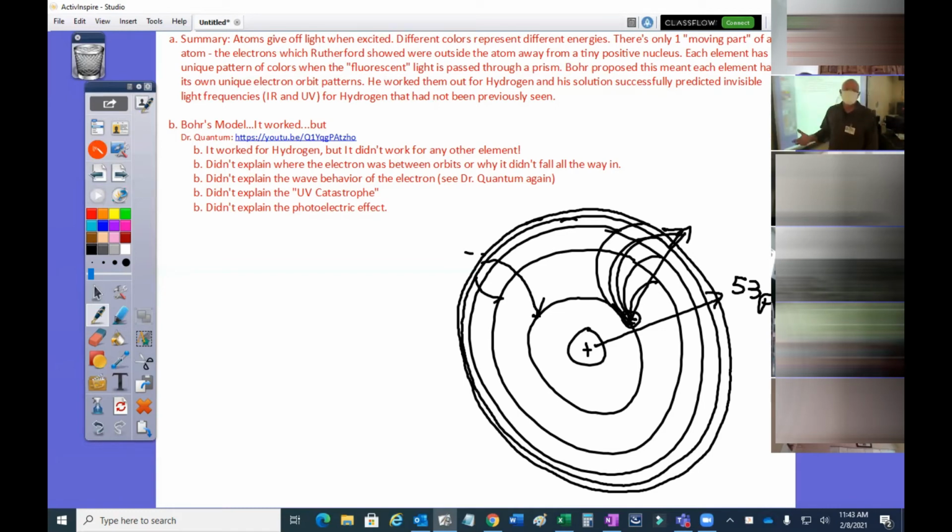There's 5, actually 10, because there were 5 ultraviolet and I believe 5 infrared colors of light that no one had ever observed of hydrogen. And boom, there it is. Bohr's model of hydrogen predicted something that nobody anticipated, and therefore he's given the Nobel Prize. Parentheses.